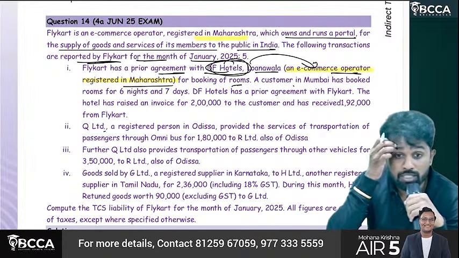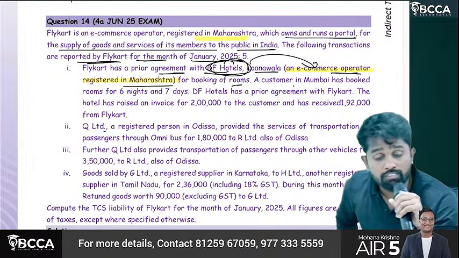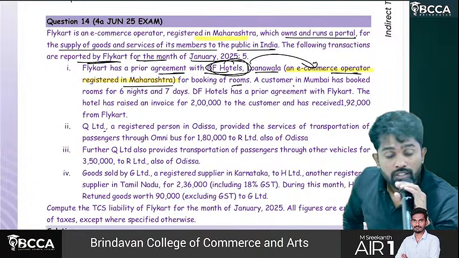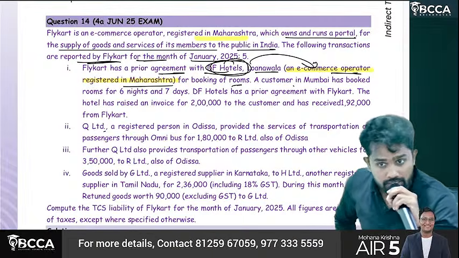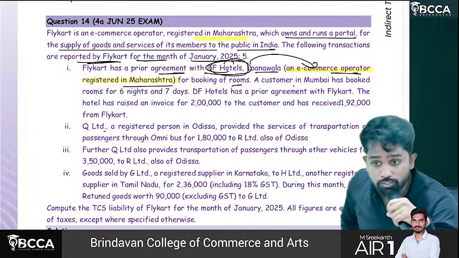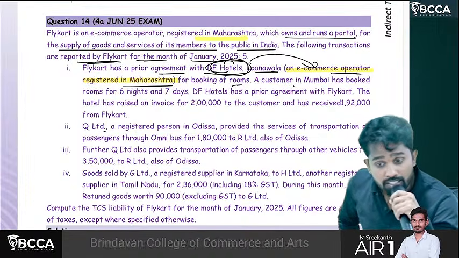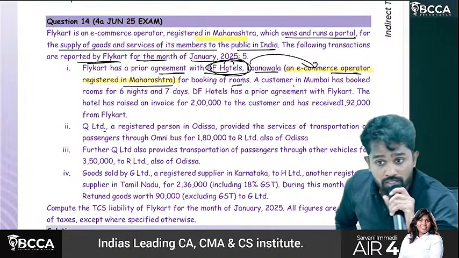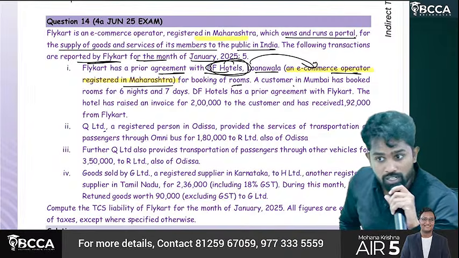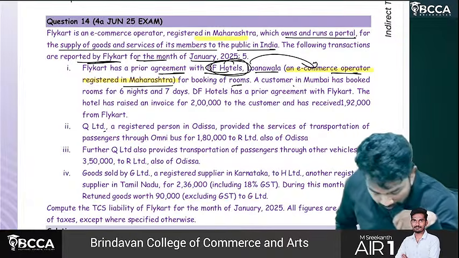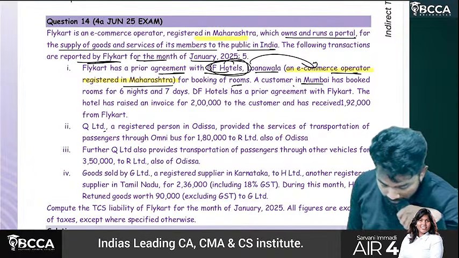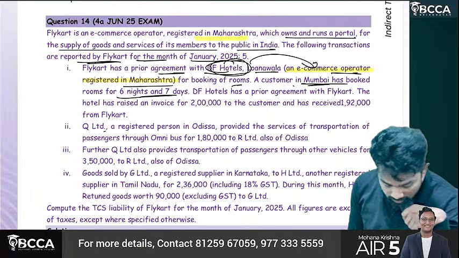Sir, under 9 subsection 5 for accommodation related, 9(5) applies when the supplier is unregistered. Here supplier means what? DF Hotels. Registered or unregistered? Registered. That means 9(5) is not applicable. Then what is applicable? TCS is applicable. A customer in Mumbai has booked a room for 6 nights 7 days.